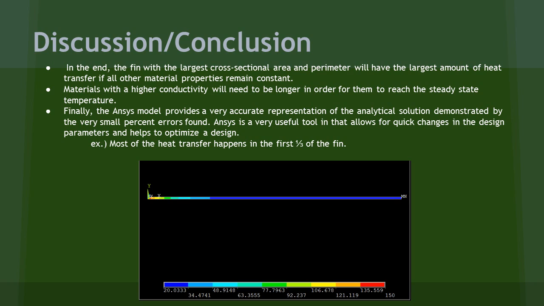As you can see below, most of the heat transfer occurs in the first third of the pin, and it would be very efficient to cut off the second 2/3 of the fin.